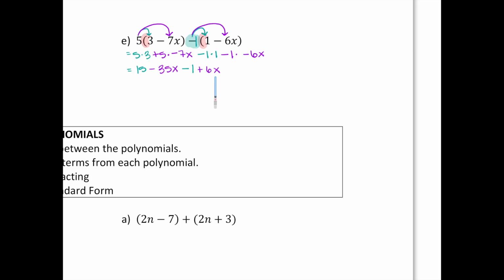And combining like terms, let's combine the x's first because we have to write in the standard form. So these x's go first. Negative 35 plus 6 is negative 29x. And then 15 minus 1 is positive 14. So negative 29x plus 14.